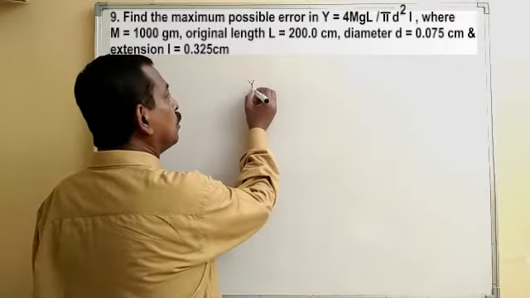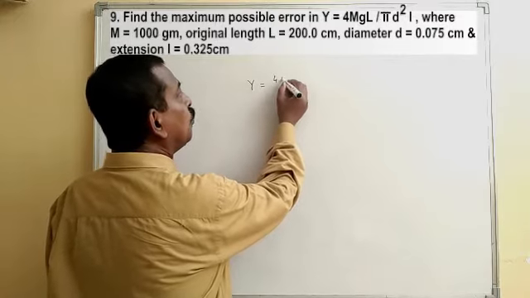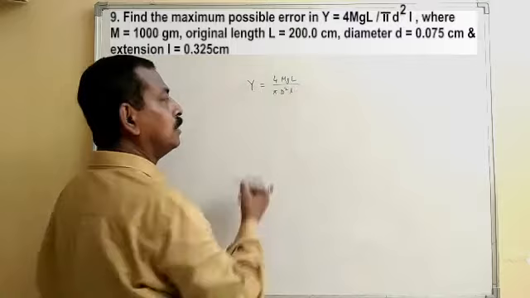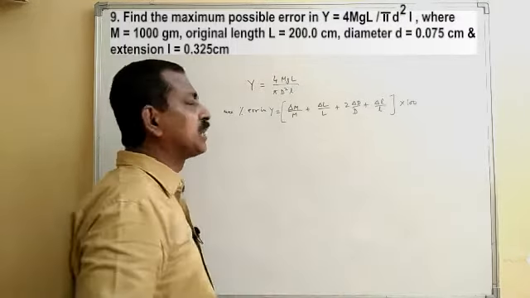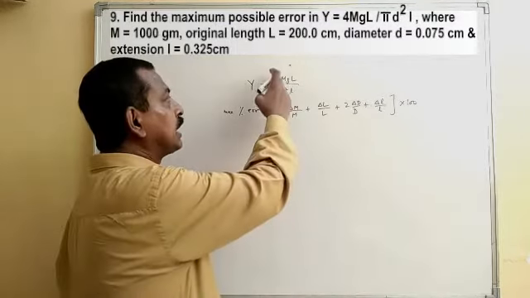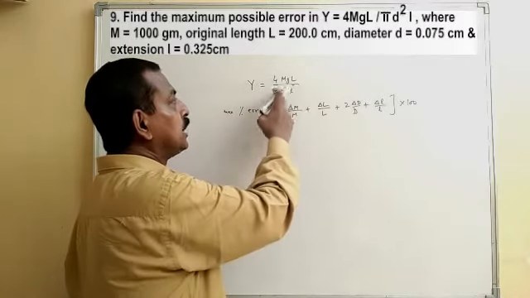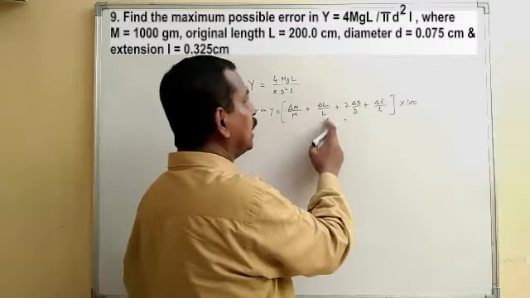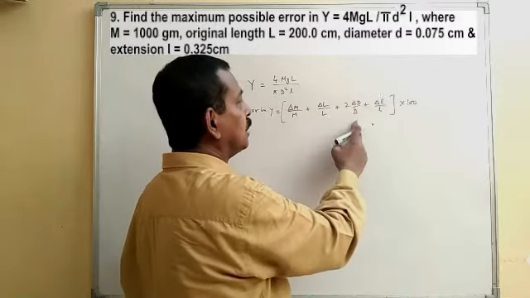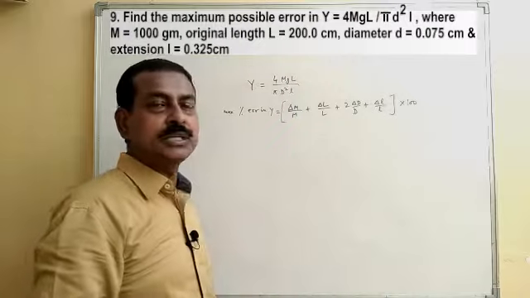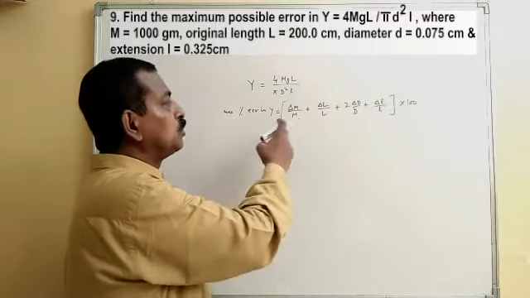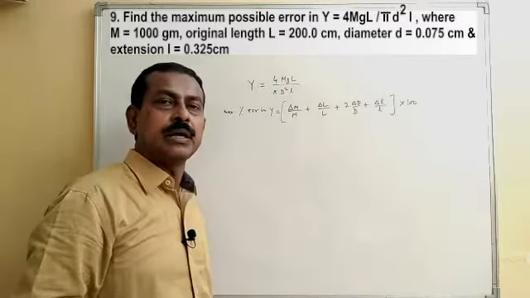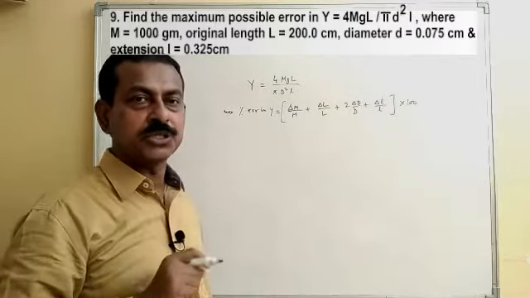So it is given capital Y is 4mgl by pi d square L. When we take the maximum percentage error, we take delta m by m, delta L by L, and 2 times delta d by d, because the power of d is 2. It is the maximum, so all terms will be positive.